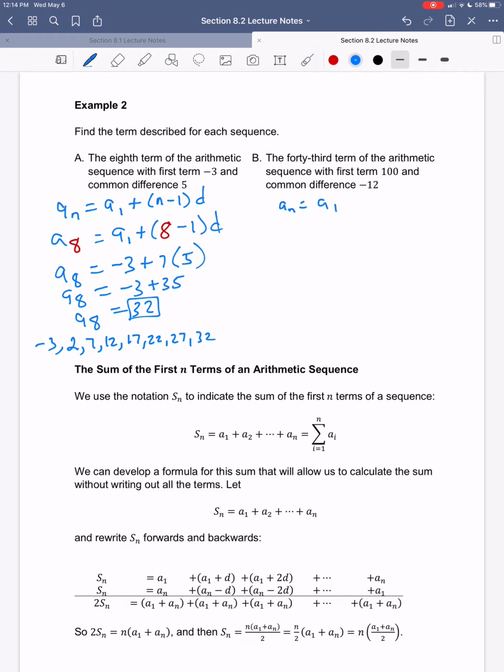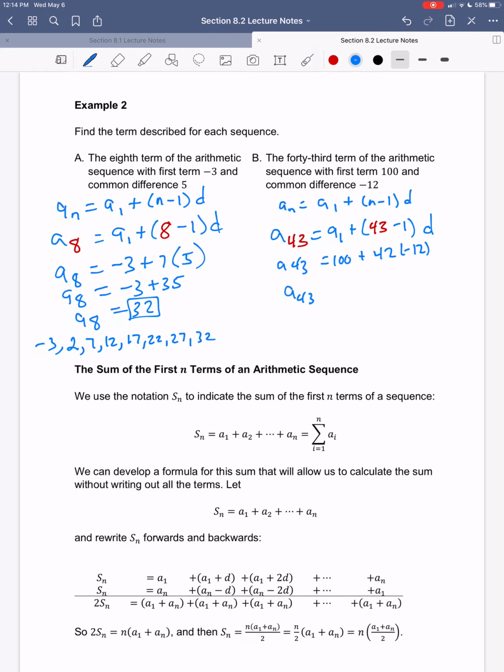So I'm not going to want to write out 43 terms. I have better things to do, especially when I have this formula that's going to work. If I want the 43rd term, I'm just going to plug 43 in for n and get the term there. So now I know the 43rd term. Well, it says the first term is 100. The common difference is negative 12.